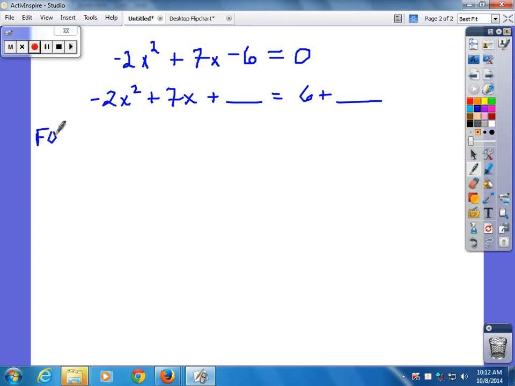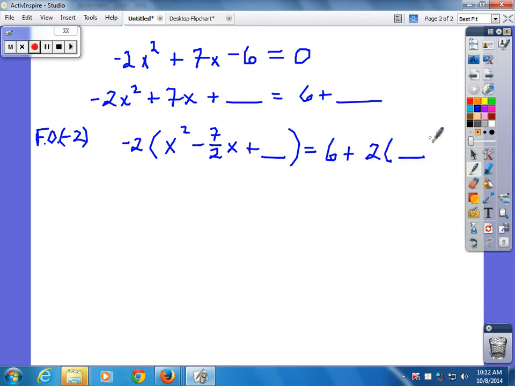Factor out -2. So that's going to be -2, and then that's going to be x squared minus 7/2 x plus blank is equal to 6 plus 2 times blank. Oops, sorry, -2. And now that we have a 1 right here, what can we do? We can complete the square.